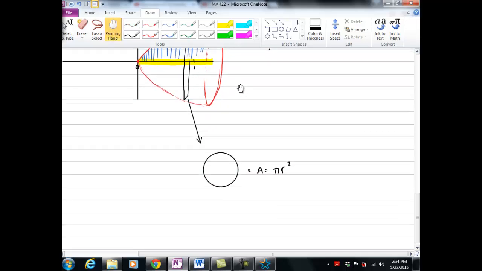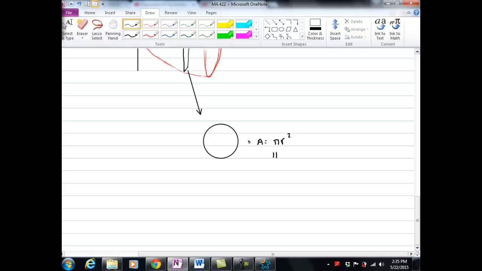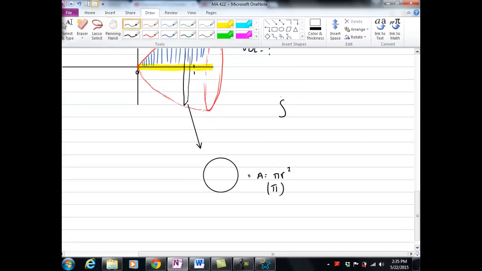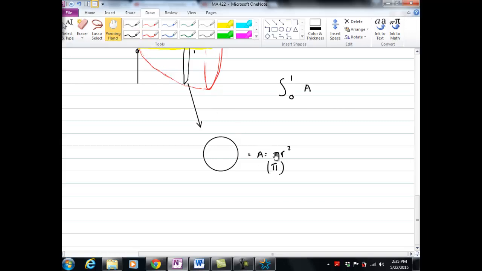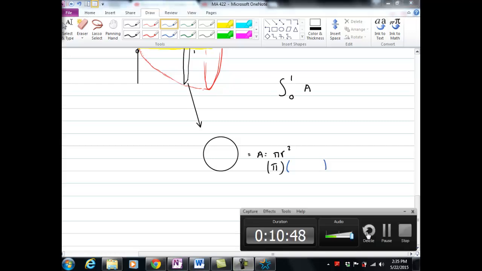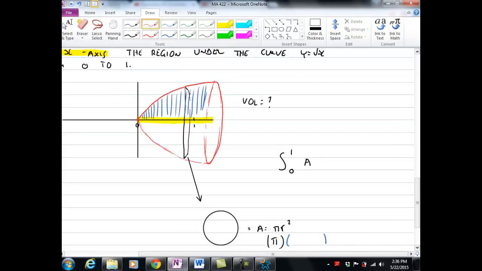Here comes the hard part. Pi is easy. Pi is just pi. So we know it's the integral from 0 to 1 of my area. I don't know my area yet, that's what I'm going to figure out. So area is pi r squared. The biggest question is, what is r? And this is where you come in. Here's the trick. r, which you agree is from here to here, that value right here equals root x.